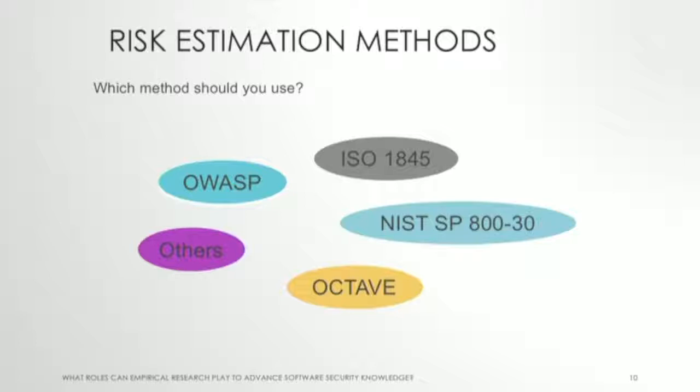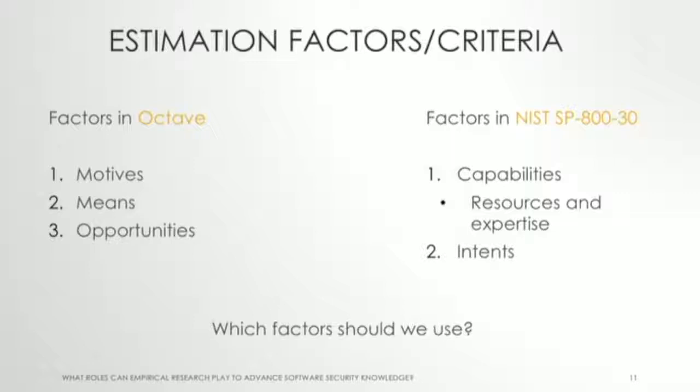Let's assume I used, for example, OCTAVE, and Rohit used NIST SP 800-30. Everyone used their own factors, the factors that are defined in this document for the estimation of risk. So now we know that we already have two different ways to do the estimation. I used the motives, the means, and the opportunity. What is the motivation? What are the means? And what is the opportunity to do the attack?